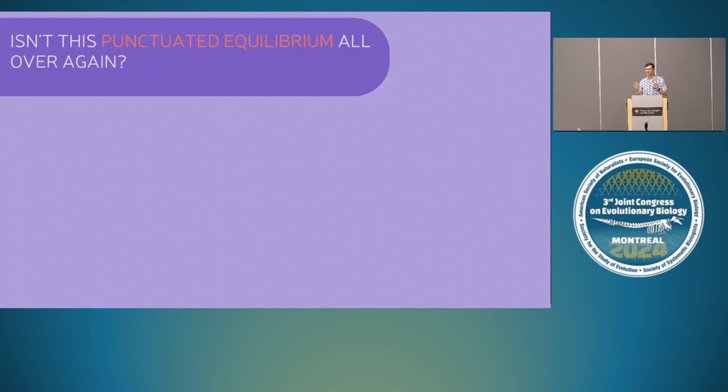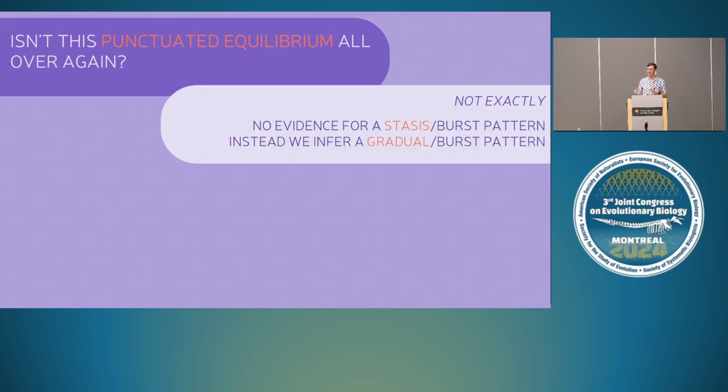So I'm going to head you off with a few questions that you might be thinking. Is this not just punctuated equilibrium? Well, we don't have evidence that these shifts are happening at cladogenetic events, and we're suggesting that there's gradual change happening along the branches instead of stasis happening along them.